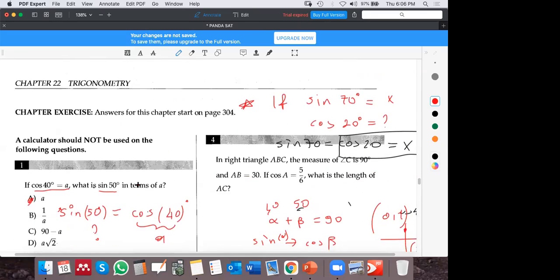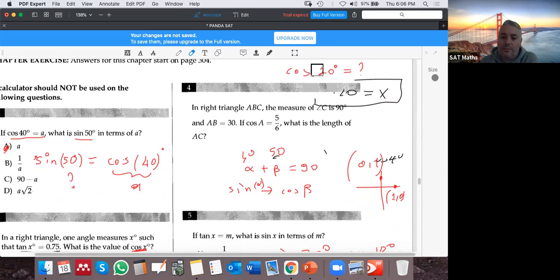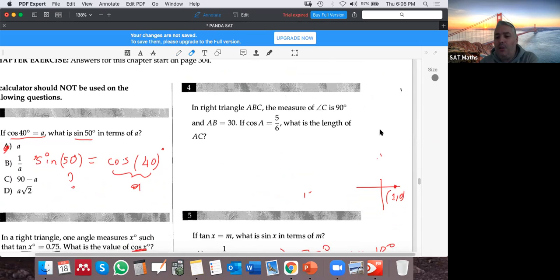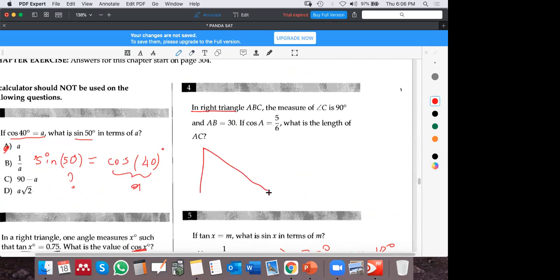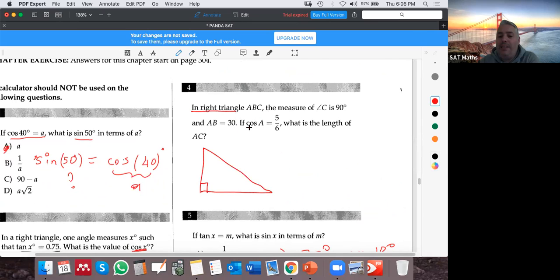No. Let's talk about this question. Whenever you have a right triangle, when you read this sentence, don't wait, draw. ABC, say it however you want, no problem. It's a problem now. Why? It says C is 90. It's okay, C is 90 here, very good. AB is 30, so this is 30. What does it mean? Hypotenuse is 30. Cosine of angle A is 5 over 6.